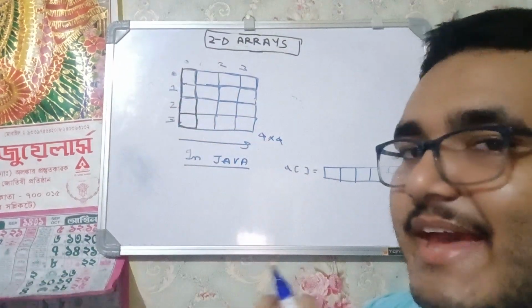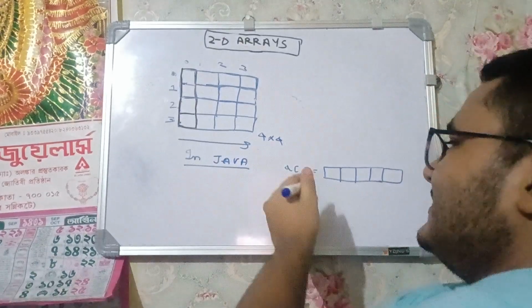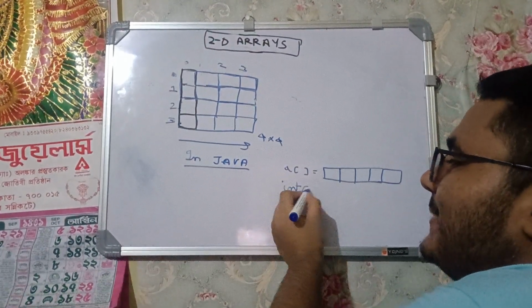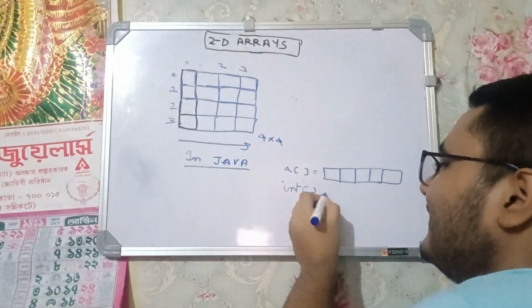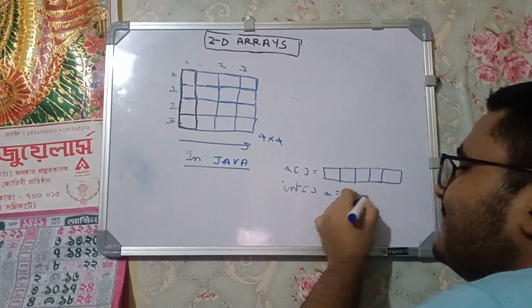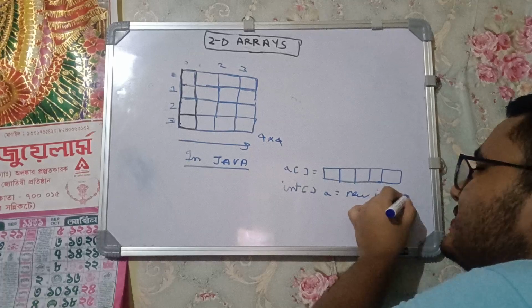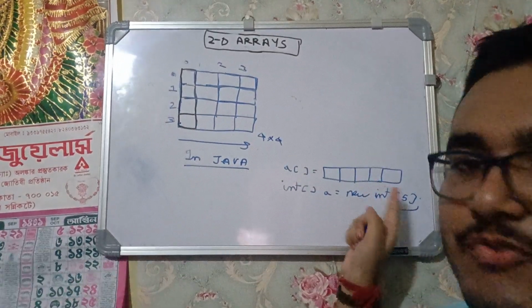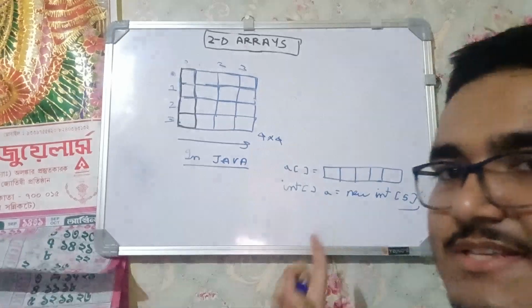This is a 1D array. I used to write int array bracket, then a is equal to new int and the number of slots. As there are 5 slots, 1, 2, 3, 4, 5, so 5 is the size of the array.